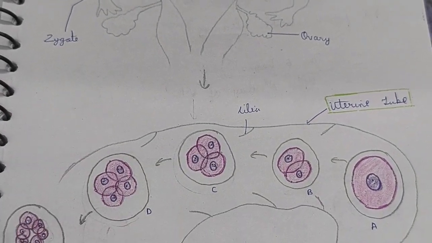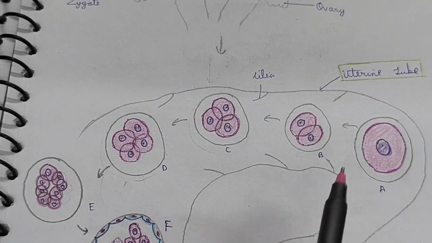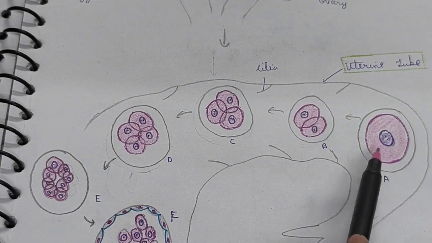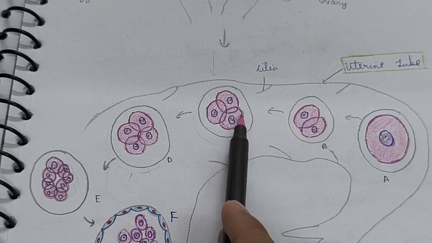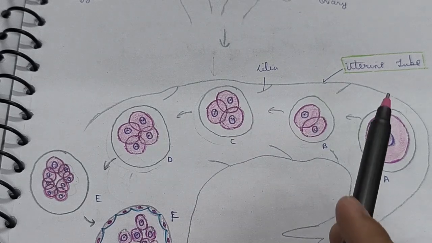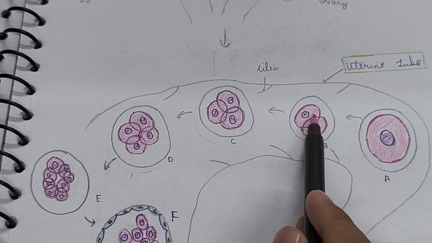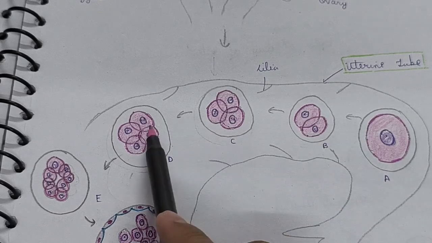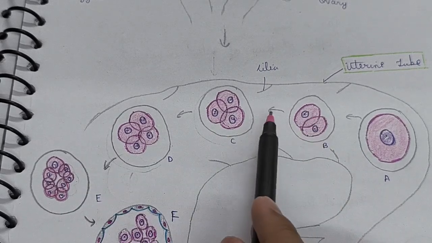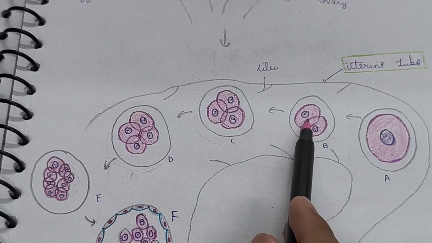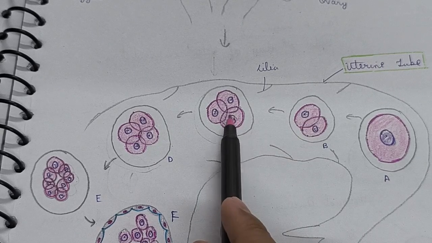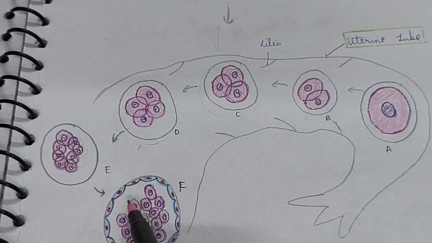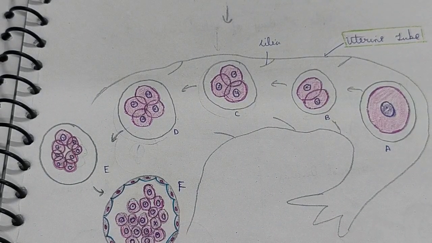For the formation of the embryo, you can see here that this zygote undergoes repeated unequal divisions, and due to these repeated unequal divisions, the number of cells is increasing. Here the number of cells is 2, here 3, 4, 8 and 16. And this is the main concept of cleavage.